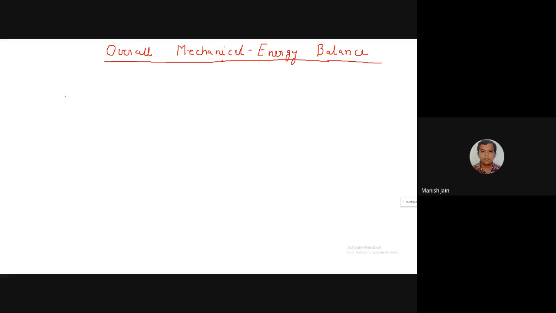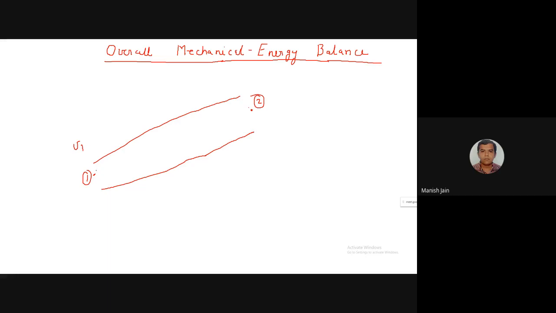Okay. So suppose this is a pipeline, or we can make a slightly different diagram. Not a horizontal pipeline, it is an inclined pipeline, like this. This is point 1, this is point 2. Okay, so the velocity at the point 1 is v1. So here velocity means the average velocity, not the local velocity.